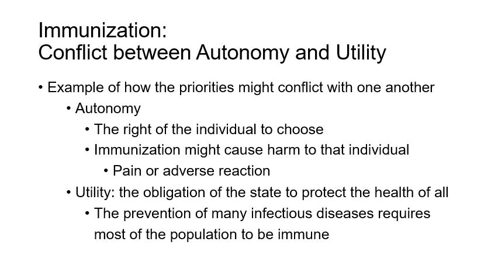In examining the practices of immunizations, the conflict inevitably arises between autonomy and utility. And this is an example of how the priorities might conflict with one another and how we can reconcile this conflict. So let's look at autonomy. Autonomy is the individual's right to choose. An immunization might cause harm to any individual. It could be pain from the injection, could be side effects, or some significant adverse reaction, like an allergic reaction. So the potential harm to any one individual could be significant.